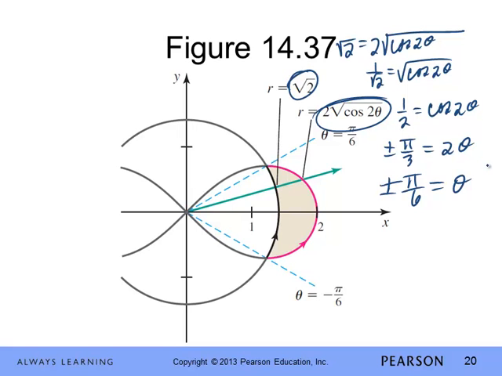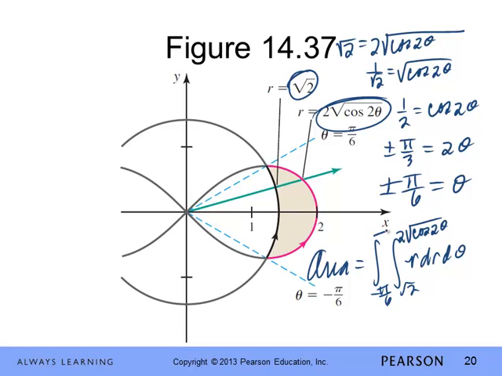Everybody see that? So now you've got your limits for theta, you know your limits for r. So r is going to go from square root of 2 to 2 times the square root of cosine 2 theta, which is that one. And theta is going to go from negative pi over 6 to positive pi over 6. So that area, we'll just integrate r d theta. So r goes from square root of 2 to 2 times the square root of cosine 2 theta. And theta is going to go from negative pi over 6 to positive pi over 6.